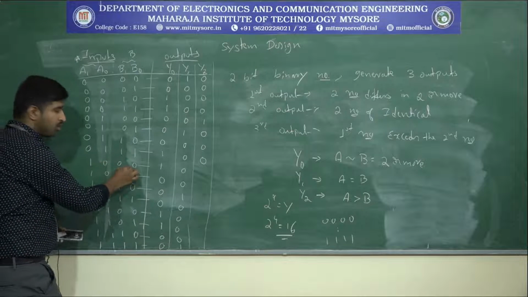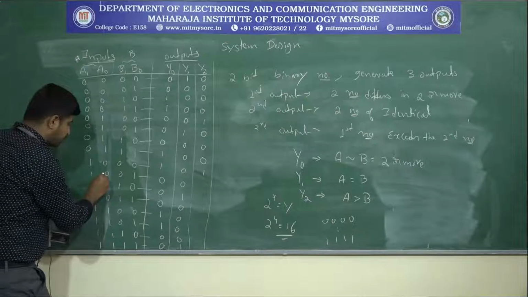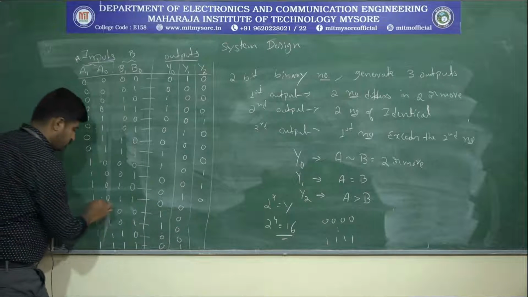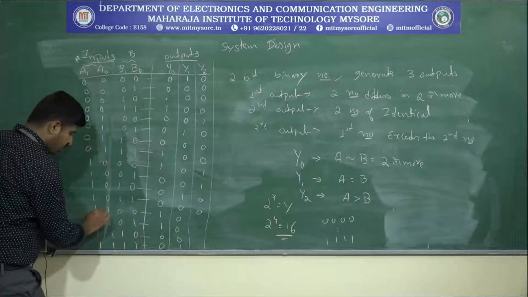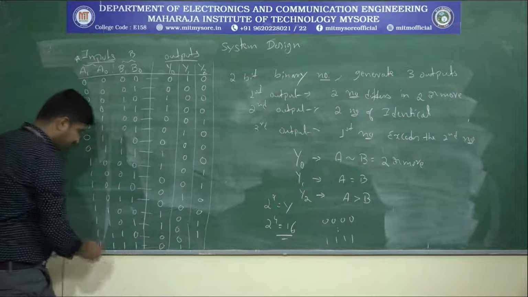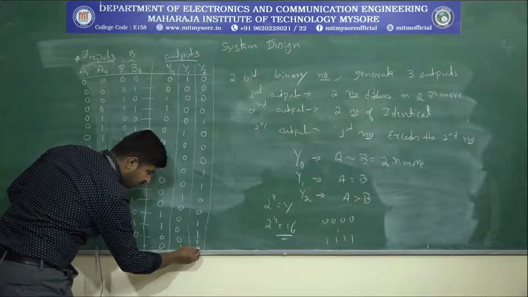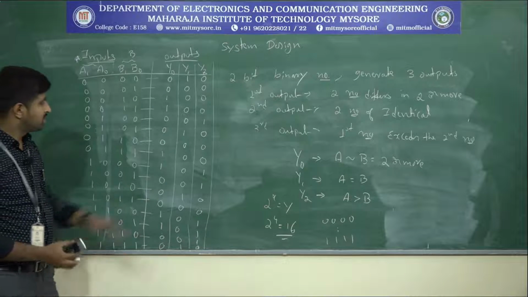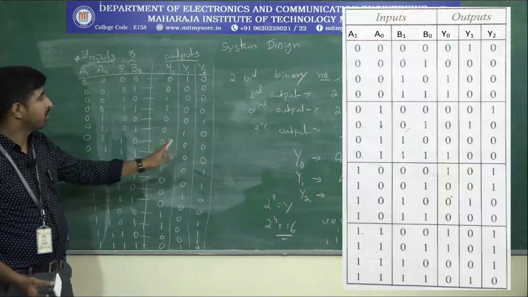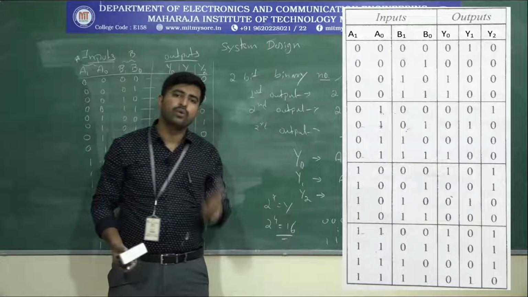A is 2, B is 0, so the output will be generated, A is greater than B. Next 2, 1: A is greater than B. 2, 2, no. 2, 3, no. 3, 0, yes, the output is generated. 3, 1, the output is generated. Then 3, 2, again the output is generated, and 3, 3, no. This is how we construct a truth table from the given problem statement. Like this, for any problem statement, we can construct the truth table.